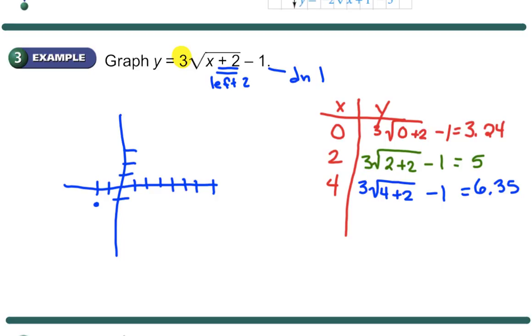So, my first point, 0, 3.24. Hopefully you're understanding why I just laughed. I went out on the x's. 3, 4, 5, 6, 7. All right, and then 2, 5 is here, and 4, 6.35 is somewhere in this general neighborhood. So we're going to have a function that looks similar, and you do want to have your curvature there.